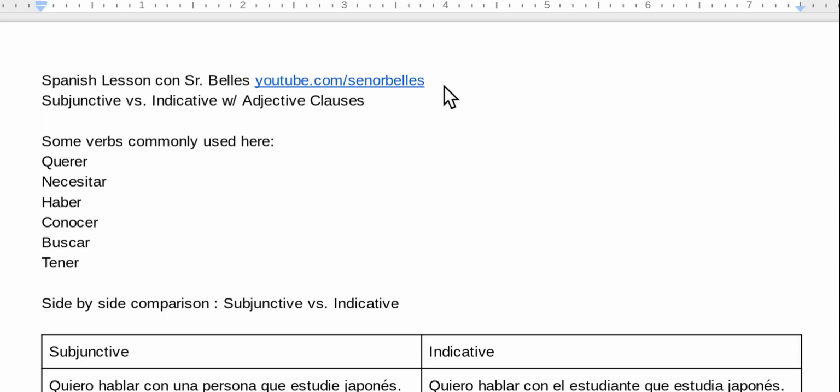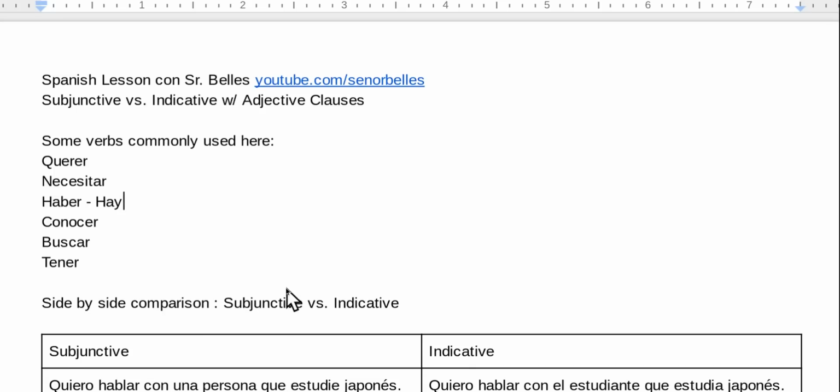Some verbs you might see are querer, which means to want; necesitar, which is to need; haber, which is an auxiliary verb, and in this sense you're only going to see it in the form of hay, which means there is or there are, or if I say no hay, then it's there is not or there are not; conocer, which is to be familiar with; buscar, which is to look for; and tener, which is to have.